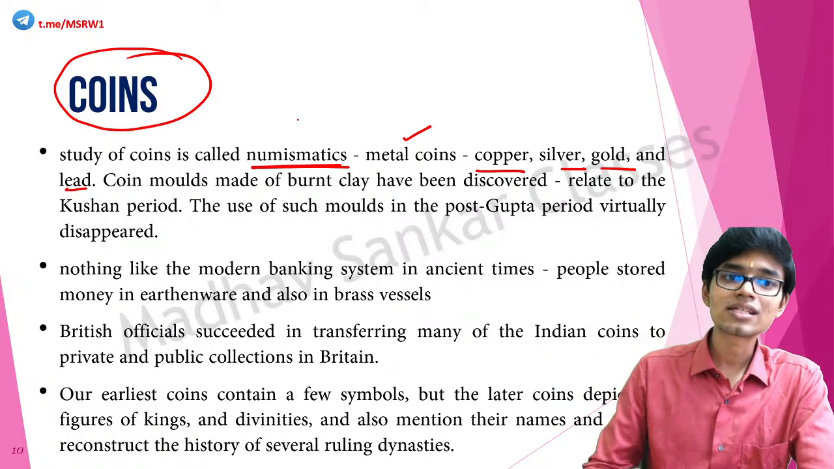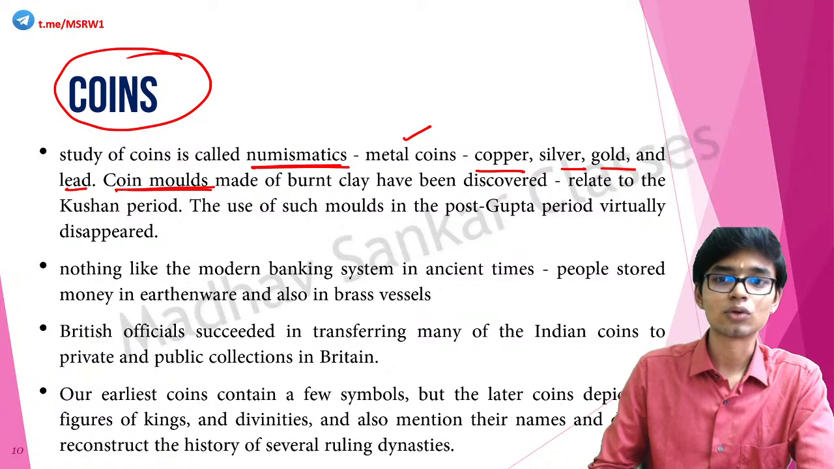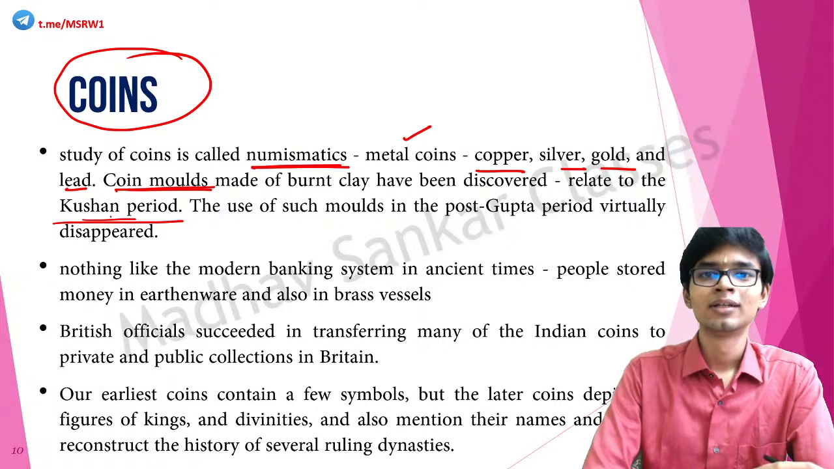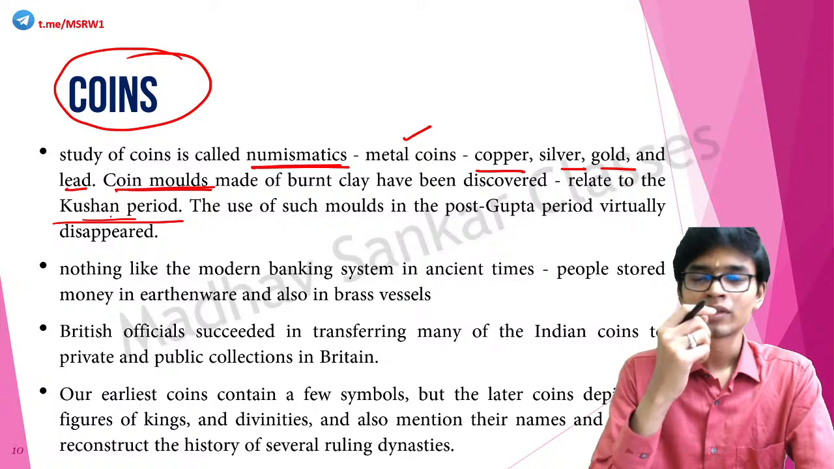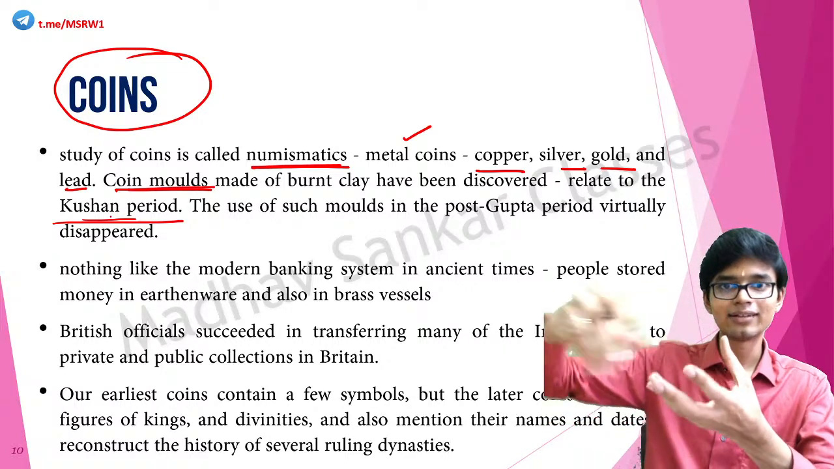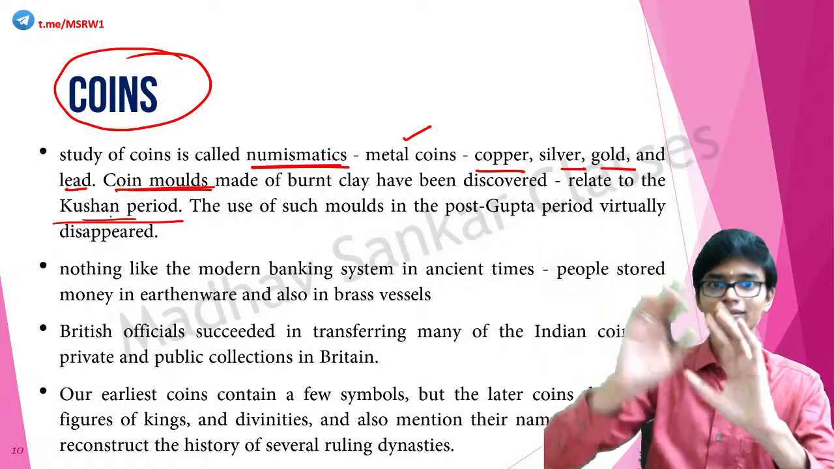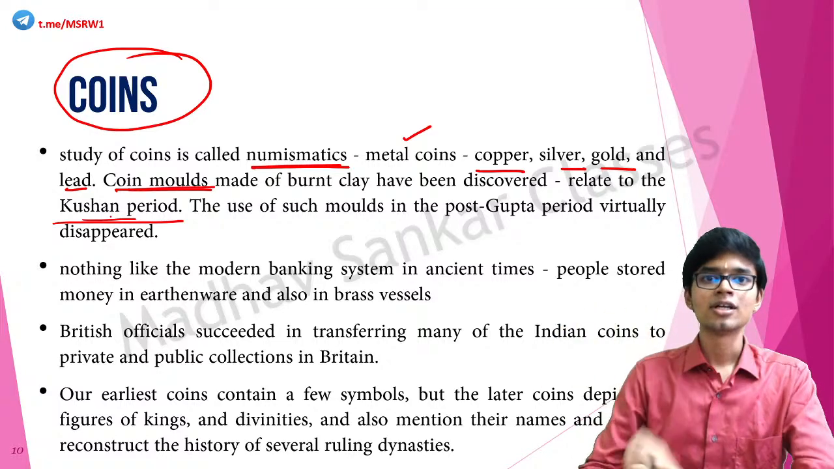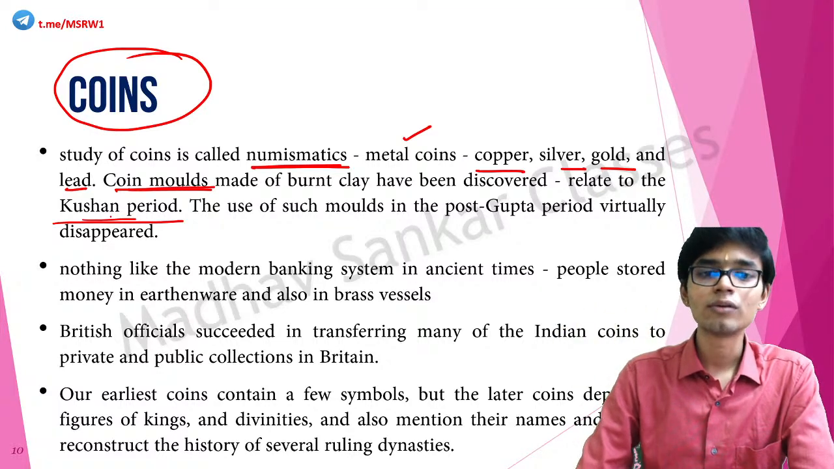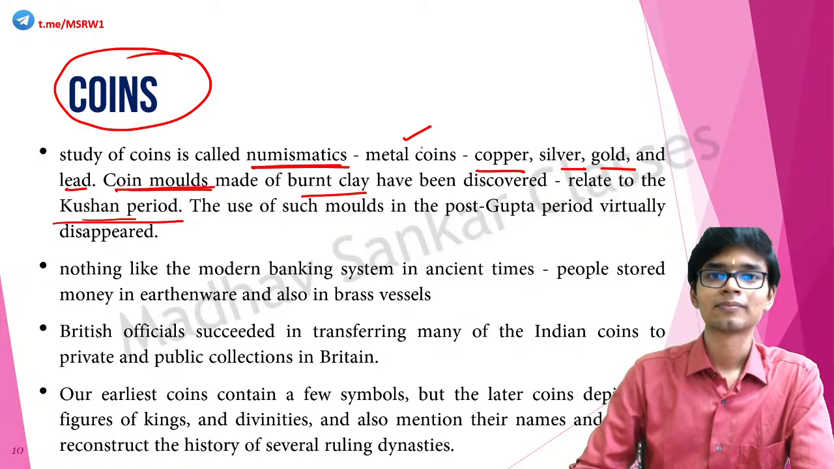And we also discovered some coin molds in the Kushana period. You know what a mold is, right? You can make the mold first, and then you can pour the liquid metal and it will form the shape of a coin. So that is a mold. So we can find coin molds made of burnt clay in the Kushana period.